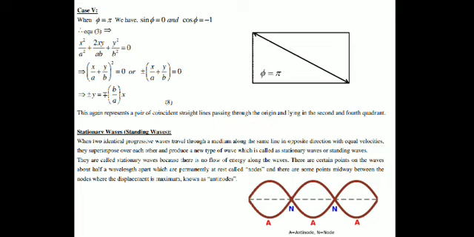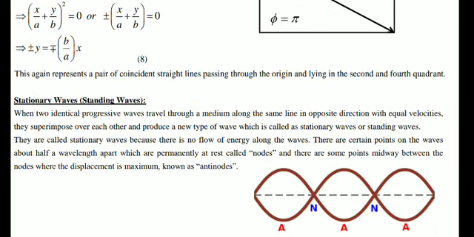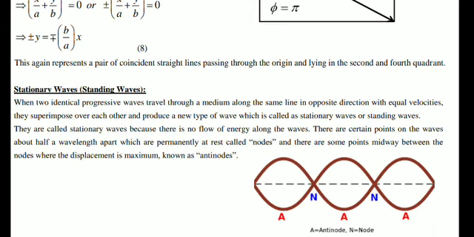Next important topic in this particular unit is stationary waves. These stationary waves are also sometimes called standing waves. So how are these stationary waves or standing waves formed? You can see this particular diagram. Suppose one simple harmonic wave is moving from left to right, and there is another simple harmonic wave moving in exactly the opposite direction, from right to left.